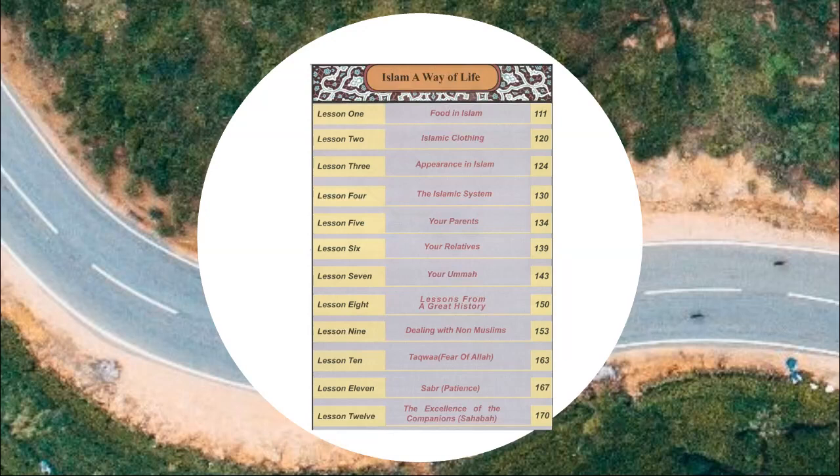Because they shape our character, relationships, and contributions to society. Understanding how Islam defines our approach to food, clothing, and interactions equips us to lead a life that's in harmony with our faith, bringing us closer to Allah in every aspect.